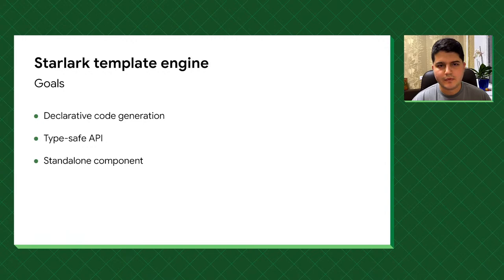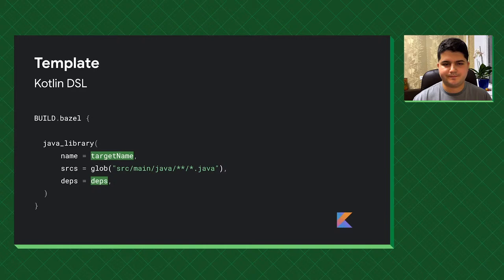And moreover, it must be available as a standalone component. This might be useful in cases when you don't need all the migration logic, but you just want a lightweight tool for convenient generation of Bazel scripts. And this can be done with Iron. The code generation overall happens using templates. For example, imagine you have a large project that has hundreds of Java modules.